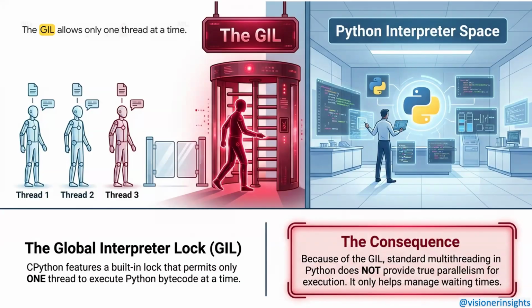Think of the GIL as the absolute strictest, most inflexible club bouncer you've ever met, standing right at the entrance of your Python interpreter. See those eager little threads queued up, ready to work? The GIL operates a single turnstile. It says, nope, only one thread is permitted to execute Python bytecode at any given time. So standard multithreading in Python doesn't actually give you true parallel execution. They are literally all just waiting in line to take turns going through that one single door.